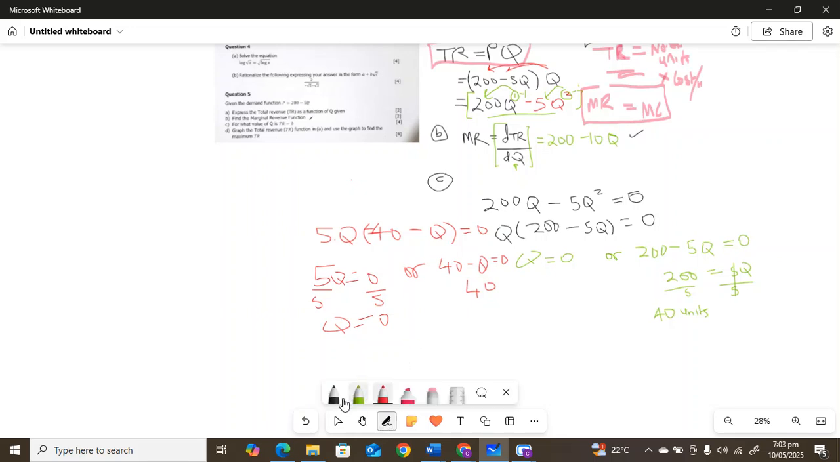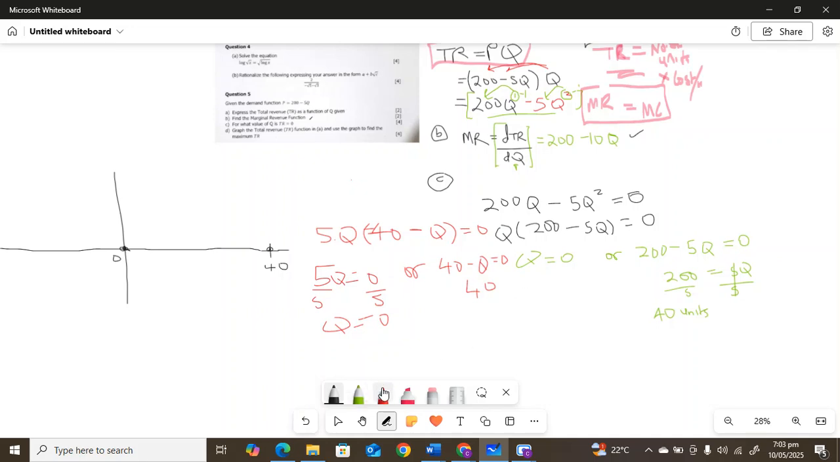So whenever you solve a quadratic equation, when they tell you x equals this, x equals that, those values are basically your x-intercepts. So here, when we solved this quadratic equation, we got q equals 0, q equals 40. So at this point here, 0, and this point 40 here, that's where this quadratic equation is going to be cutting the x-axis.